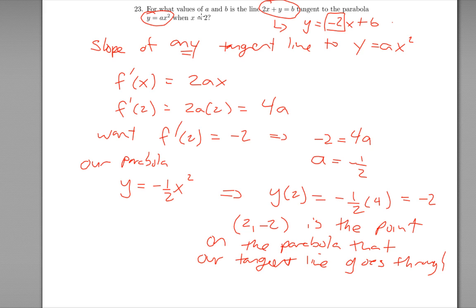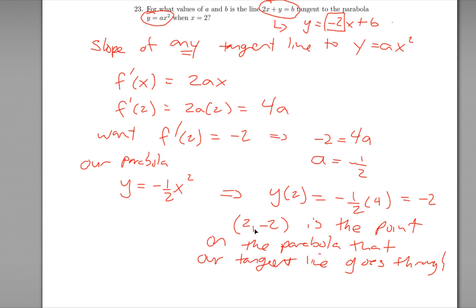Certainly they said x is equal to 2. That's where they want the tangent line to go through. But now we need to figure out what the y value is. What point on the parabola is x equals 2? Well, now that we know what the parabola looks like, we can actually find the point on the parabola where this happens. The point on the parabola is (2, -2).